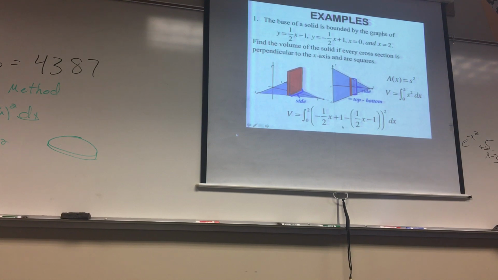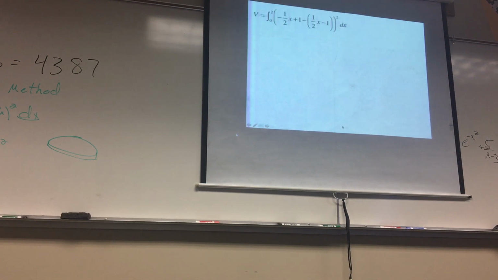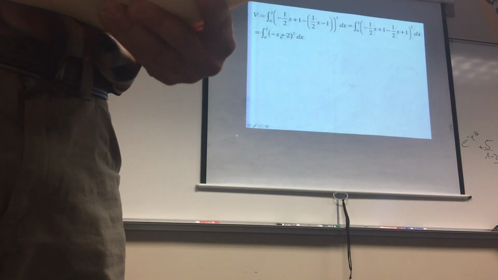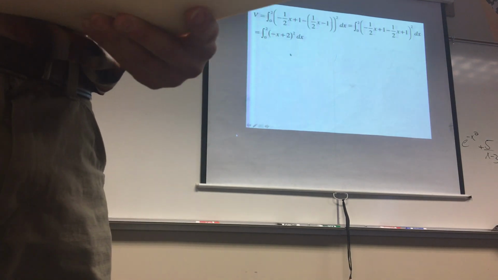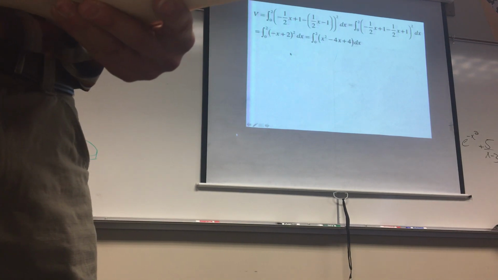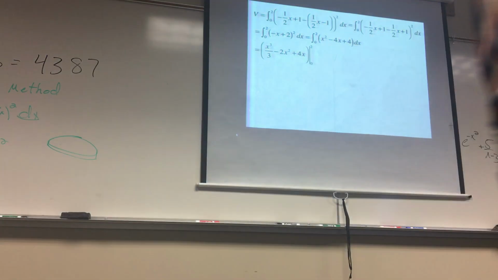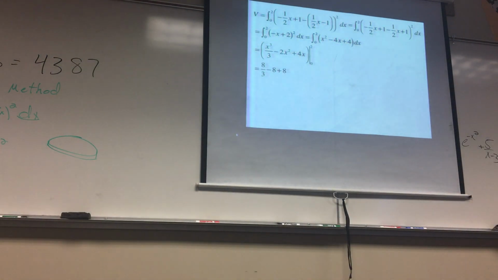So I'm going to go ahead and do some simplifying, distributing the negative, combining like terms. Then I can go ahead and multiply this out, the square. And now I can go ahead and integrate, and then evaluate from 0 to 2. And then simplify. So the volume of that pyramid is 1/3.